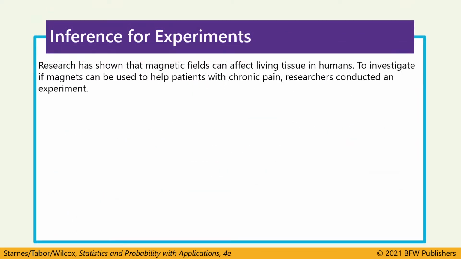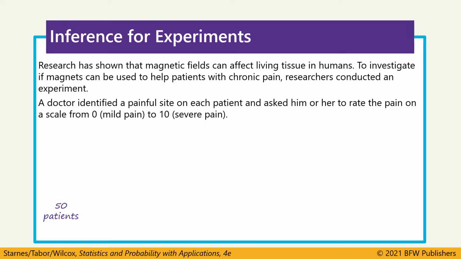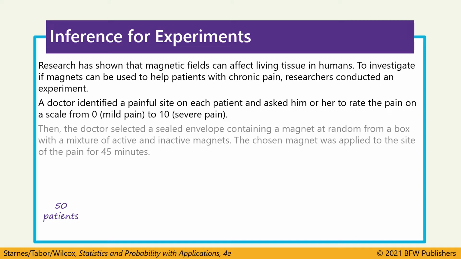Let's create a design diagram for another experiment where we investigate if magnets can be used to help patients with chronic pain. We'll start with 50 patients. A doctor is going to identify a painful site on each patient and ask them to rate the pain from 0 to 10. The doctor then selects a random envelope containing a magnet. Now, some of these magnets are active and others are inactive. The chosen magnet is applied to the site for 45 minutes.